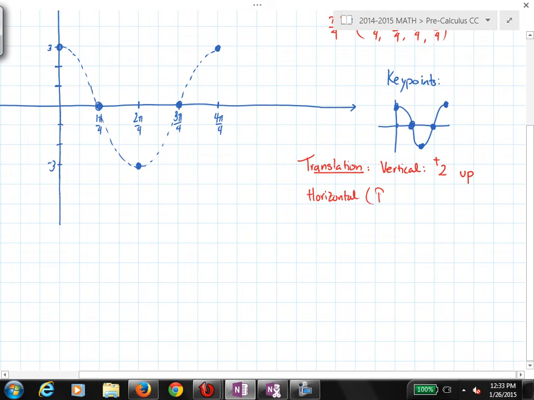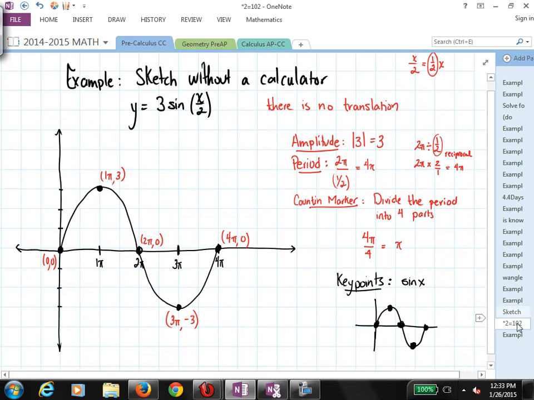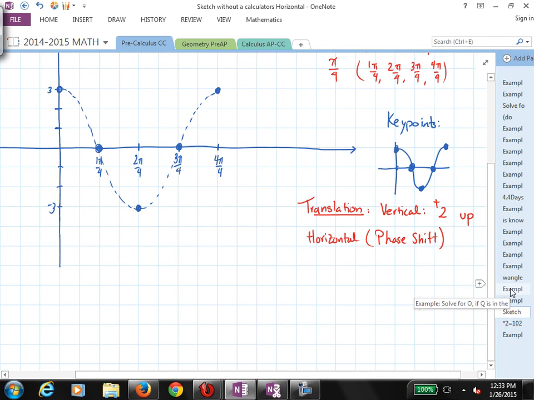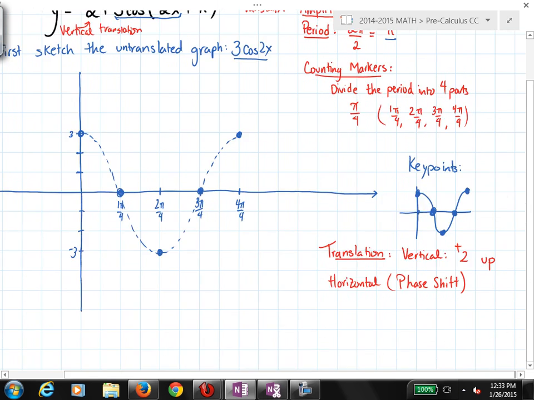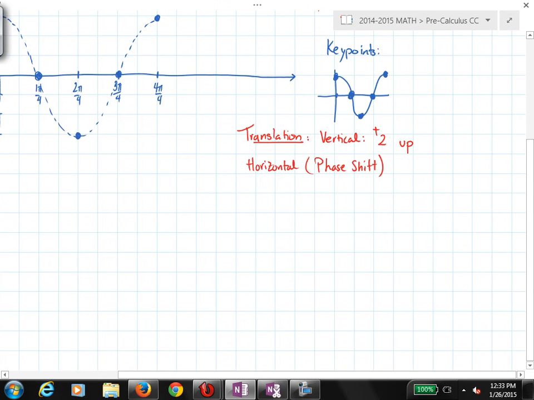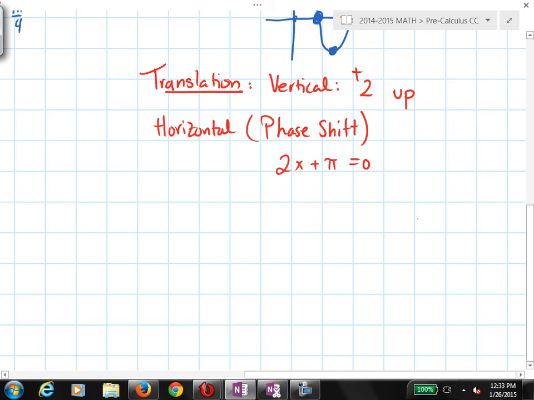which we're going to call the phase shift, is basically, to figure that out, we have to take this 2x plus pi, whatever's inside the cosine, set it equal to 0, and solve for x. So what's the phase shift?